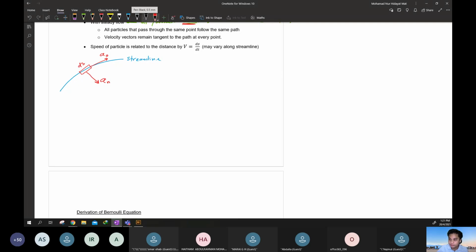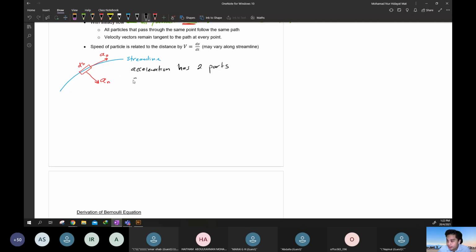Very simple. Remember that acceleration is a vector quantity. That means it has magnitude and direction. So the change of magnitude of the velocity along the path will give you AS. The change of the direction of the flow will give you AN. Very simple. So the acceleration has two parts, as you can see here, AS and AN.